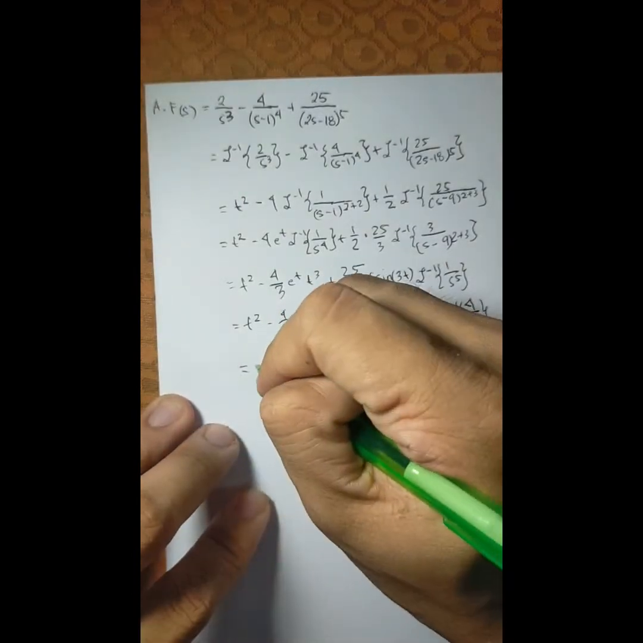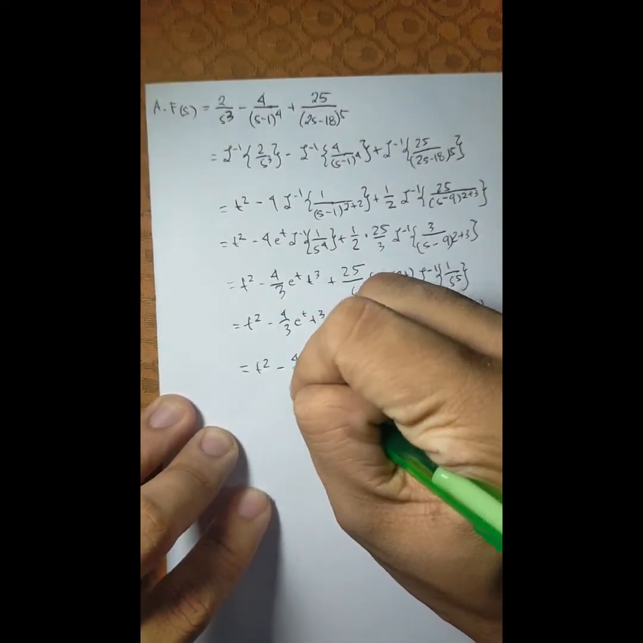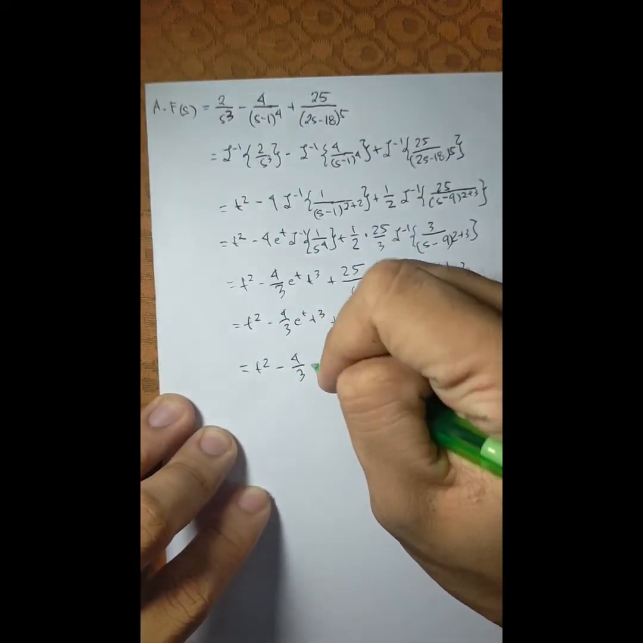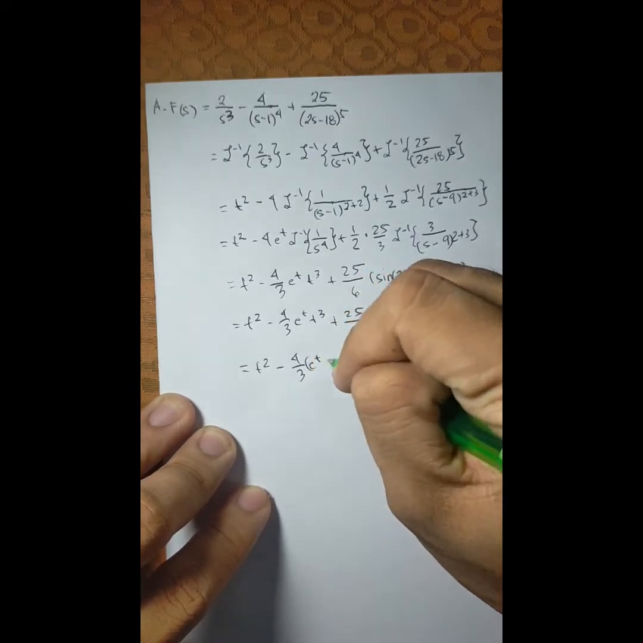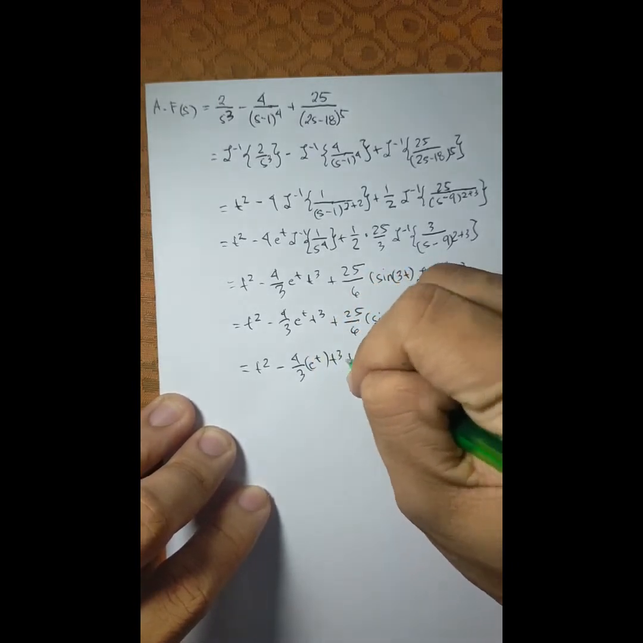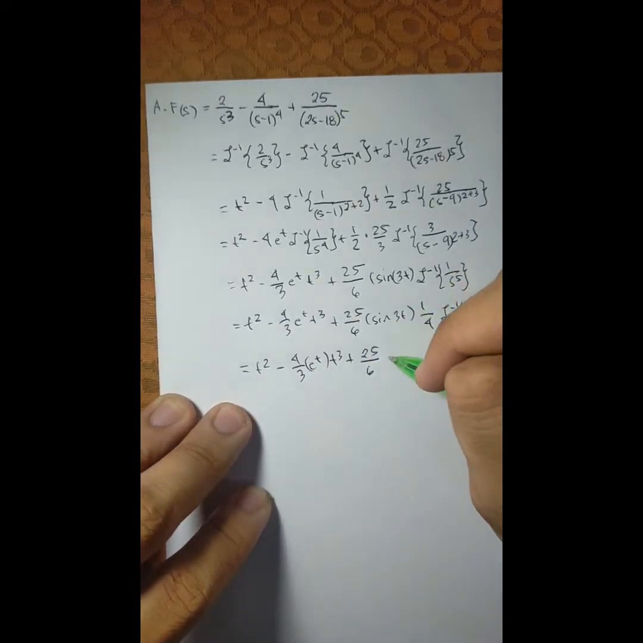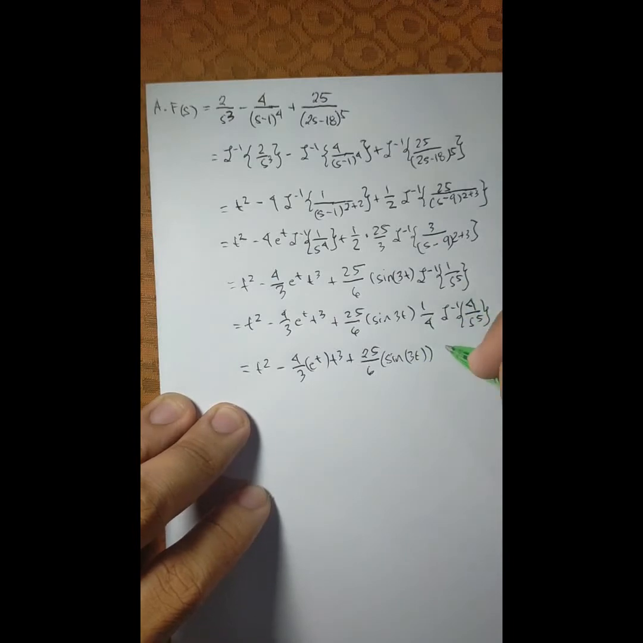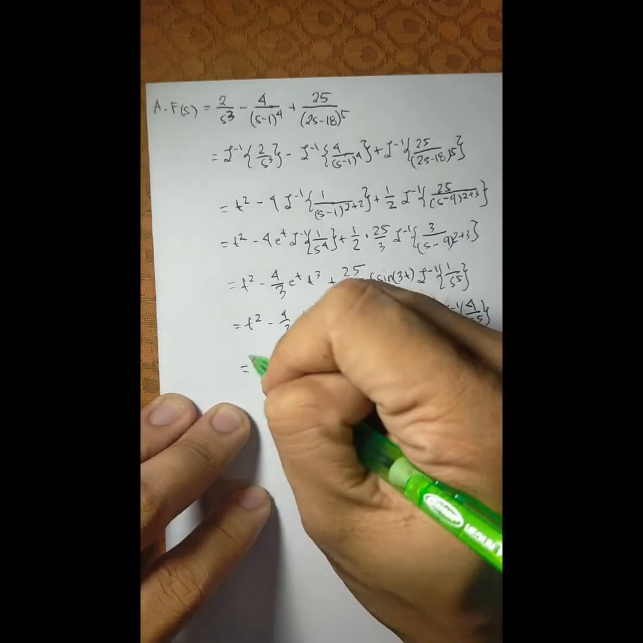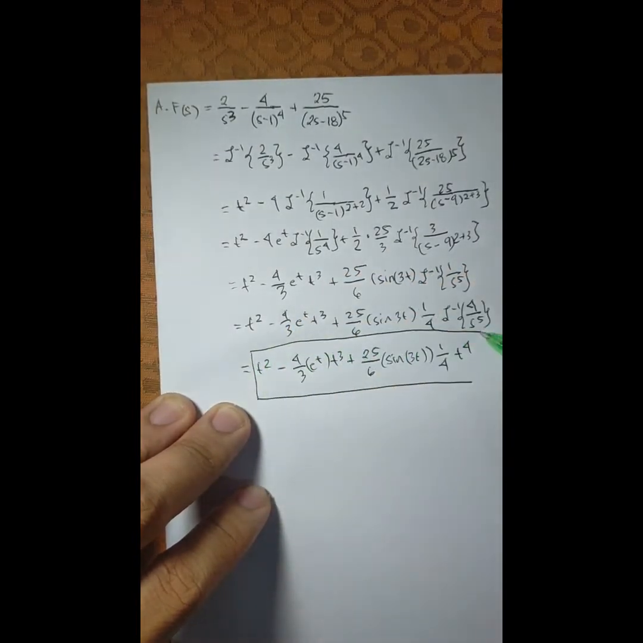And the final answer is t squared minus 4 over 3 e raised to t t cubed plus 25 over 6 sine of 3t, plus 1 over 4 t raised to 4. And this is our final answer.